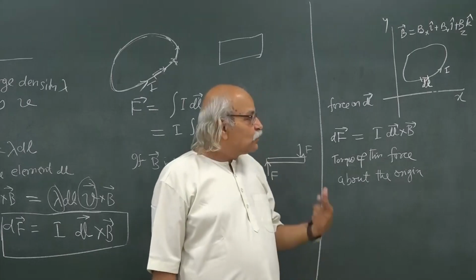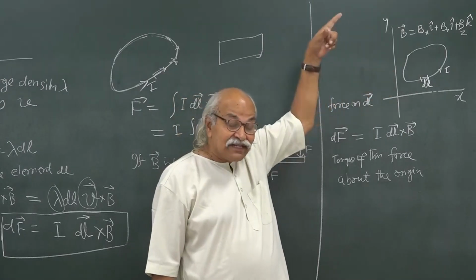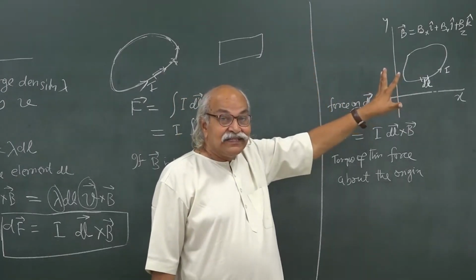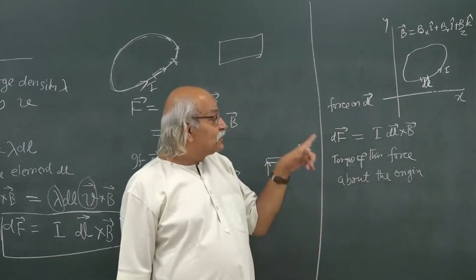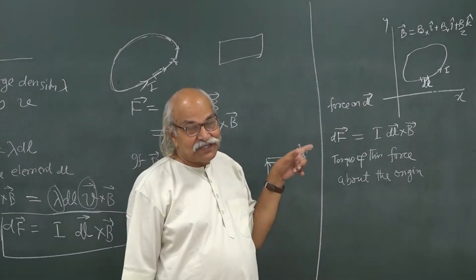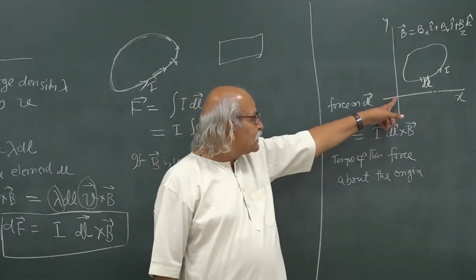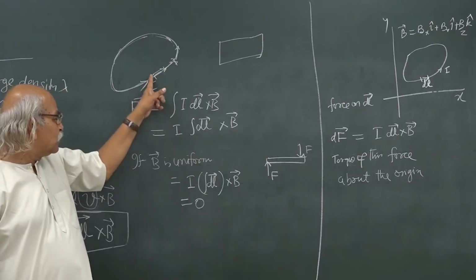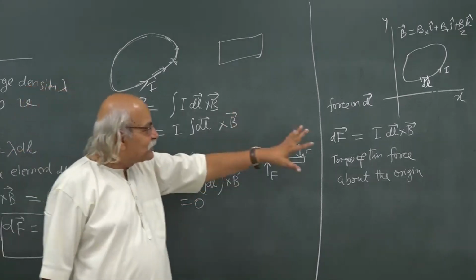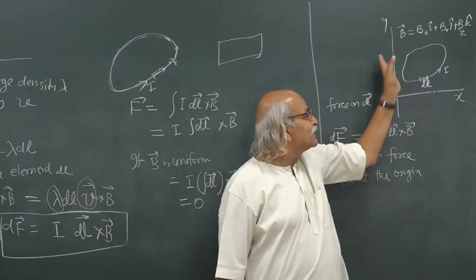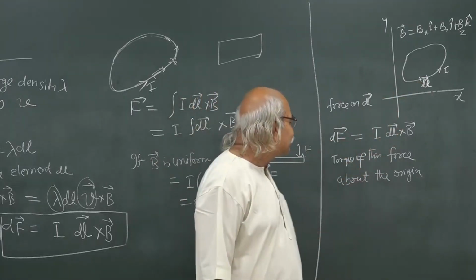Why? Under what conditions? If the net resultant force is 0, then the torque is independent of origin, but if it is not 0, then the torque depends on which point you have chosen to calculate that torque. Here we are choosing the origin, but since on a closed loop the net force is 0, even if you take the origin somewhere here or here or there, it will still be the same. So, we calculate it about this origin.